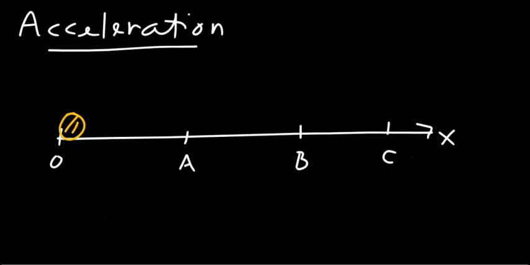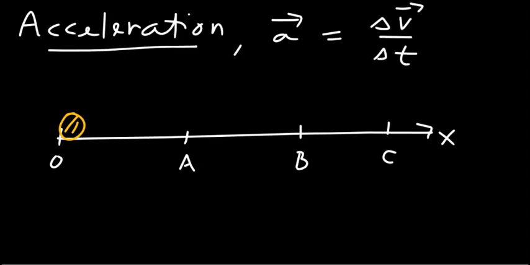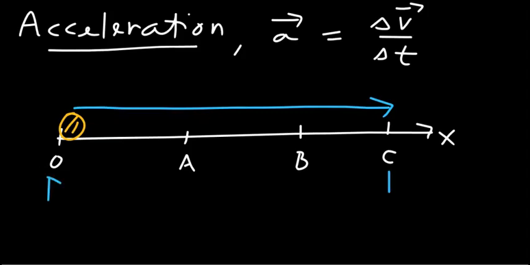Next, let's look at acceleration, which is a vector. Acceleration, by its definition, measures the change in velocity over time. So let's look at this figure. Let's assume you have an object. It moves all the way from the origin to point C. Let's assume it speeds up, namely its velocity increases with respect to time as it moves from point O to point C. Then we say the acceleration of this object is positive. In other words, the object is accelerating.